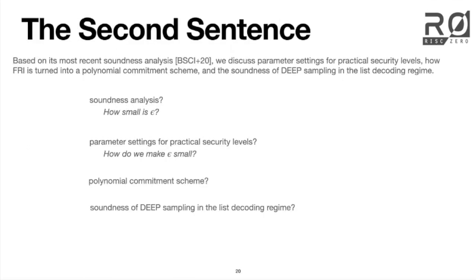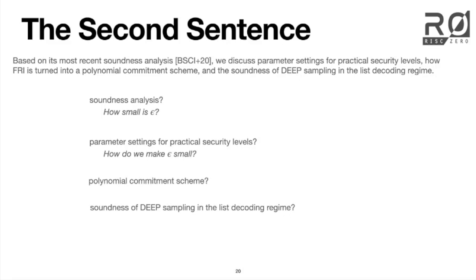So in this bunch of jargon, the soundness analysis is the question of how small is epsilon. And this discussion of setting parameters is what do we need to do in order to make that epsilon small? Questions about soundness? Okay.